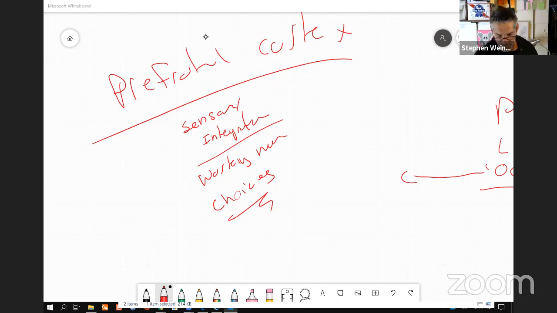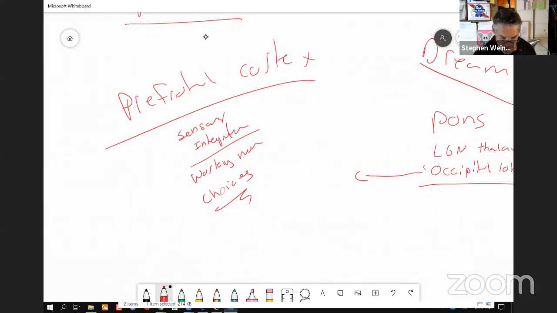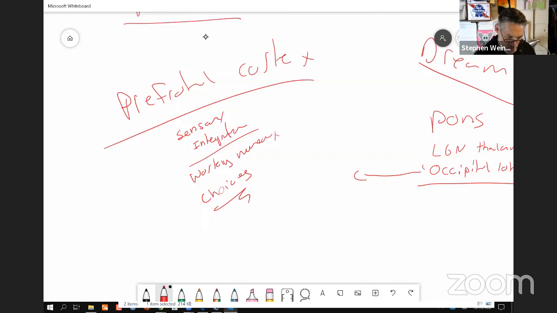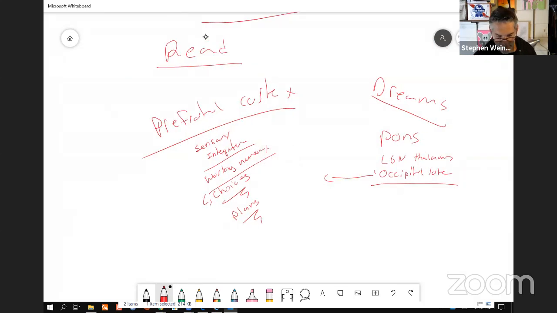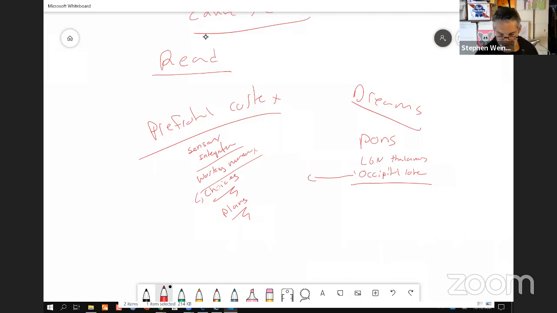Okay. So the idea is working memory, and it helps you decide where your choices are. Choices are based on plans. I love it. Okay. Your choices are based on how you plan things. So the occipital lobe feeds into the sensory integration, and your working memory is what allows you to make choices. So the connection of the prefrontal cortex to your dream is the sensory integration with making plans. A plan is a story.